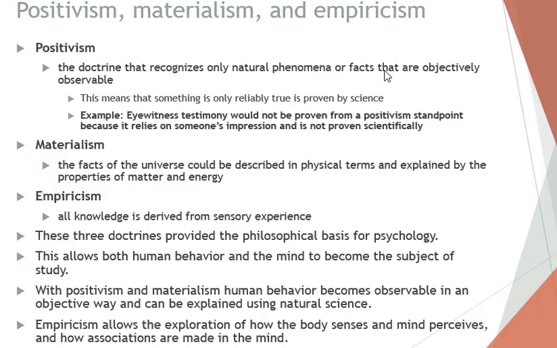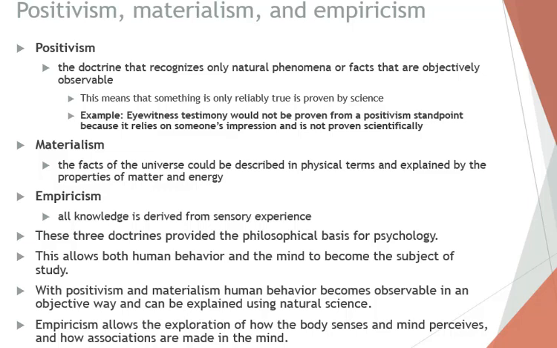Eyewitness testimony, I mean, that's really a legal example, but would not be proven from a positivism standpoint because it relies on someone's impression. The fact that person A killed person B can actually be proven. Maybe a videotape, perhaps, but if there's no videotape, just an eyewitness, you have to rely on that person's memory. You have to rely on that person's lack of bias. You have to rely on that person's ability to perceive, ability to interpret things properly.